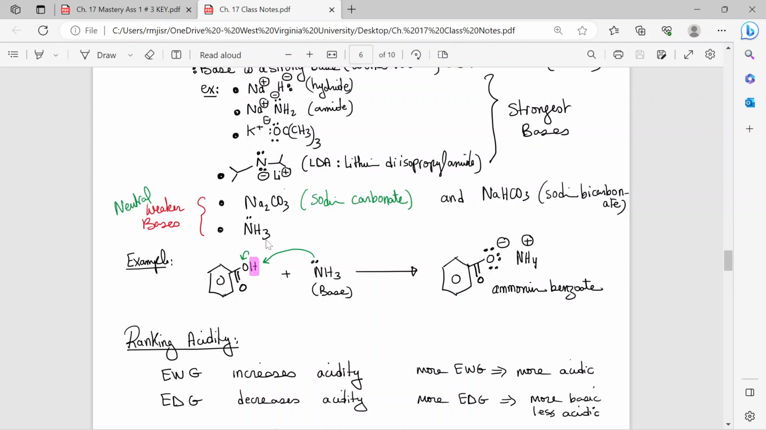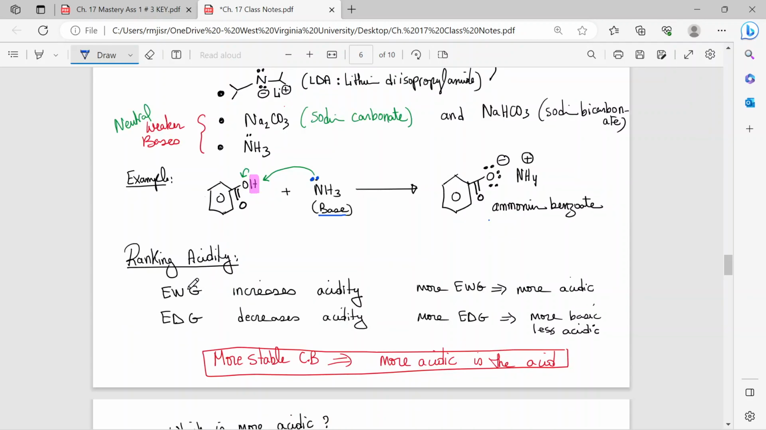Ammonia, in this case, is going to act as a base, and since it acts as a base, the reaction is going to be an acid-base reaction. So the lone pairs on the ammonia are going to come, take that acidic hydrogen, and form a negative charge on the oxygen. And you're going to get, in this case, the ammonium. Ammonium is a term that we use whenever the nitrogen has a positive charge. It's going to be ammonium and benzoate.